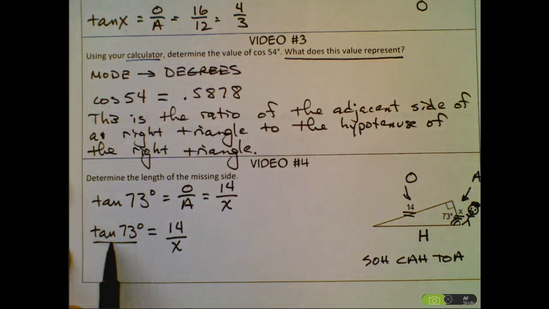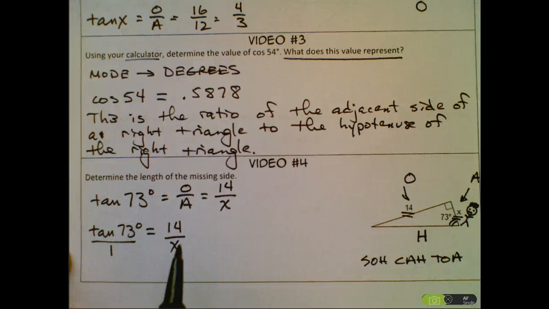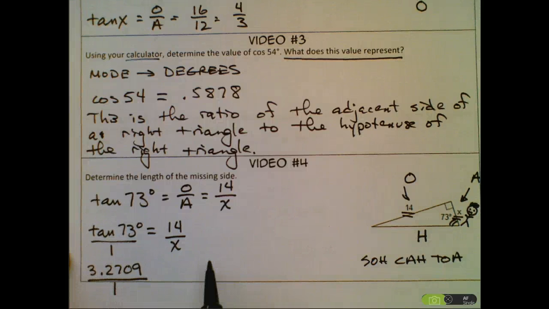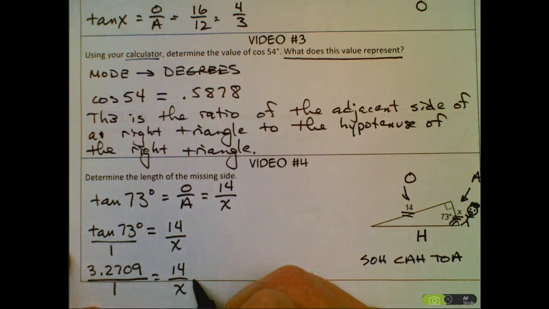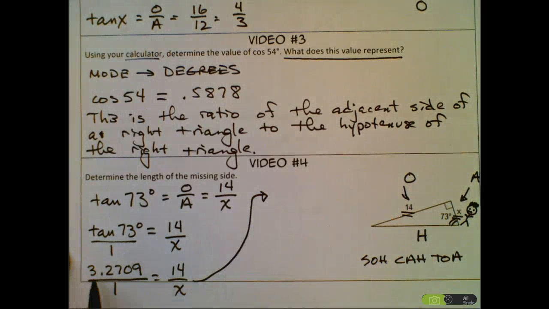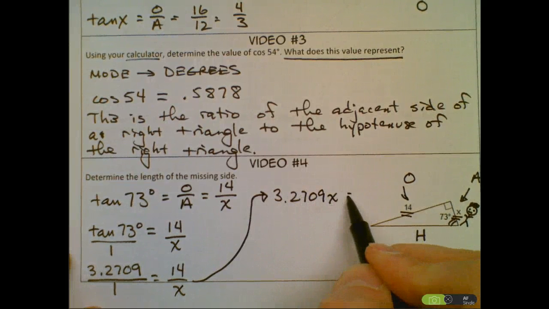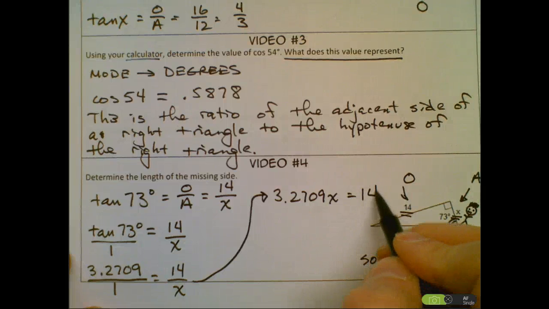Now we can calculate the tangent of 73 now or later. I'm going to calculate it right now. I'm going to plug that into my calculator, and you should get 3.2709. Again, I'm going to put that over 1, and that's going to be 14 over x. So here we have a proportion, so we're going to cross multiply to solve that. So I've got 3.2709x is equal to 1 times 14 is 14.